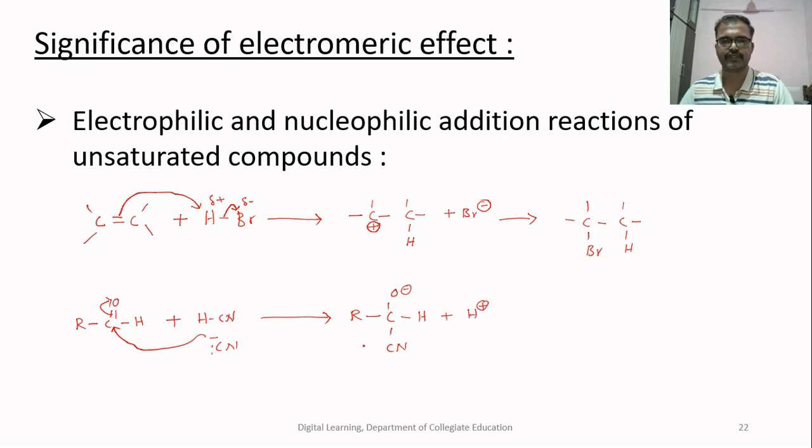Look at this step. As the attacking reagent approaches the carbonyl carbon, the transfer of pi electrons takes place towards the oxygen, resulting in a negatively charged species. This is what is called negative electromeric effect. Then it takes a proton to give the respective cyanohydrin. This is the significance of electromeric effect.